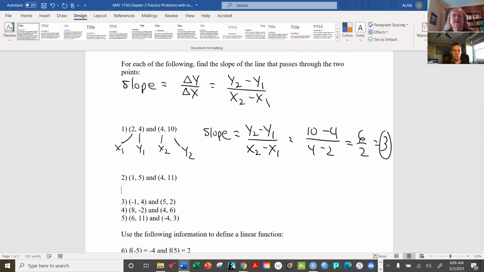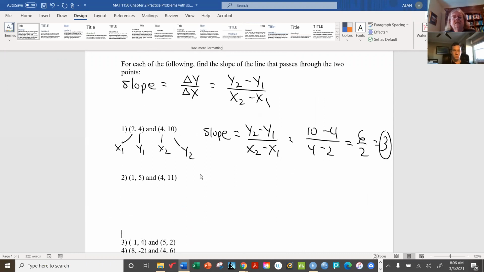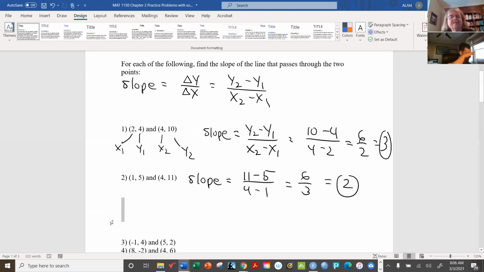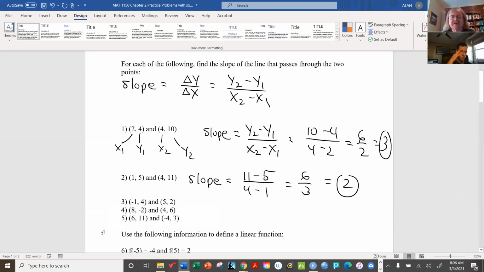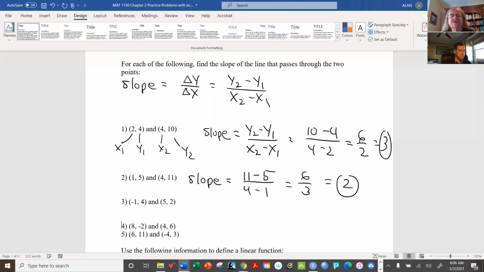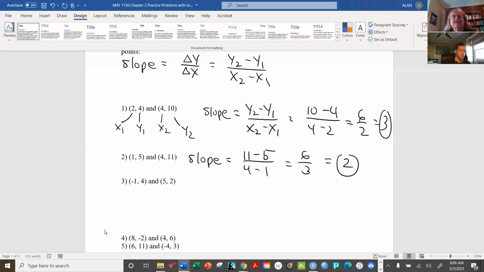All right, now how about this one? And we don't have to write out the formula every single time. This would be 11 minus 5 over 4 minus 1. Okay, so 6 over 3, which is just 2. Okay, so these are very straightforward, as you can see. We just have to be careful with the negatives, that's all. The one thing that can always trip us up is negatives.